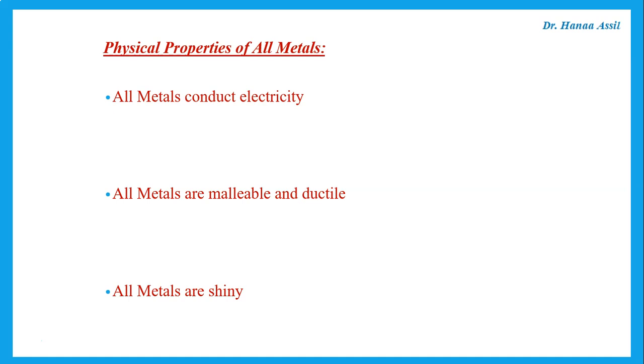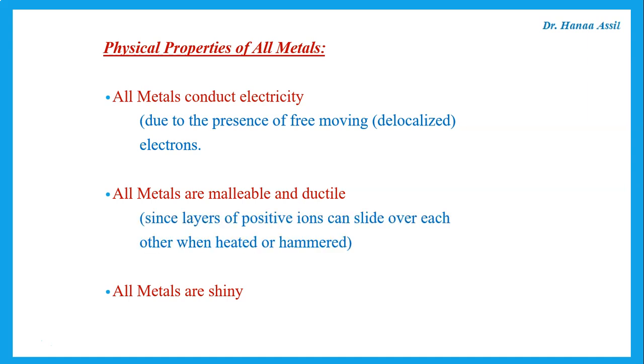All metals conduct electricity, all metals are malleable and ductile, all metals are shiny. Don't say high melting point or hard, because this does not apply to all metals. You should know that all metals conduct electricity because of the presence of free moving delocalized electrons. All metals are malleable and ductile because layers of positive ions can slide over each other easily. All metals are shiny. So these are the physical properties.